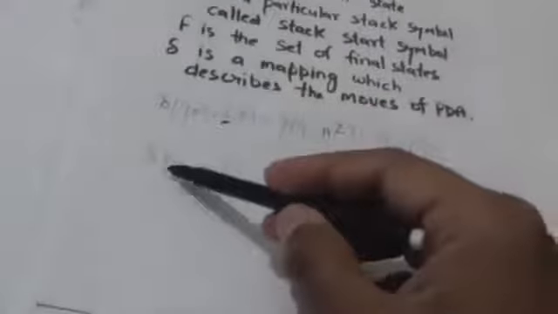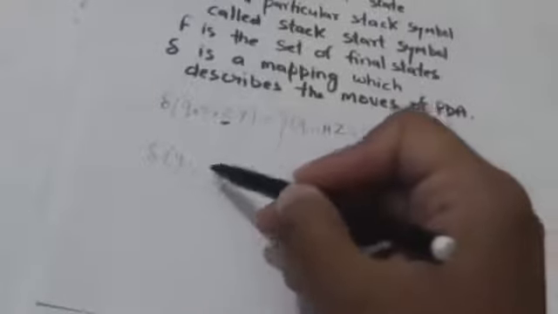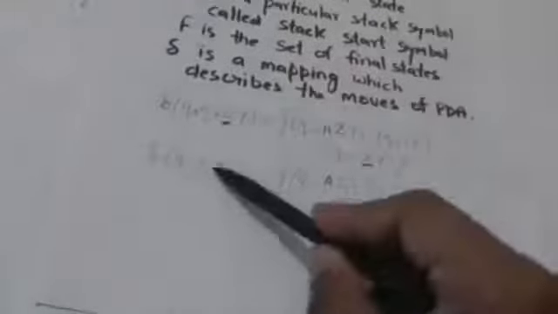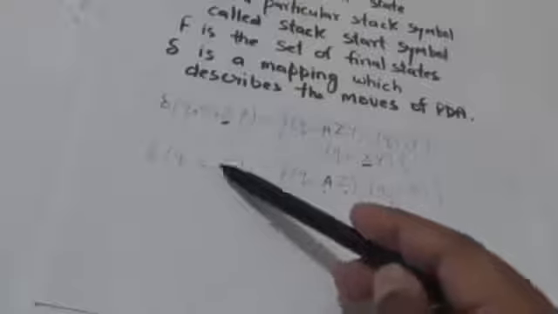Now see, in this move which is described here, pushdown automata is not going to read any input symbol. So this is an empty move, right? So when the machine is in state Q and it doesn't read any input symbol and the top of the stack is Z, then it has two options, right? So in this way, this delta function describes the moves of pushdown automata, right?